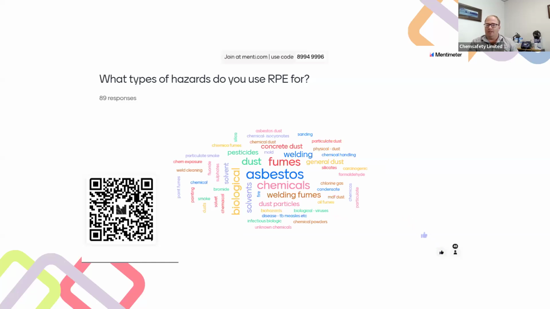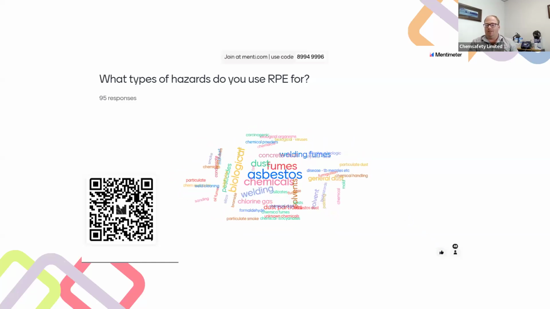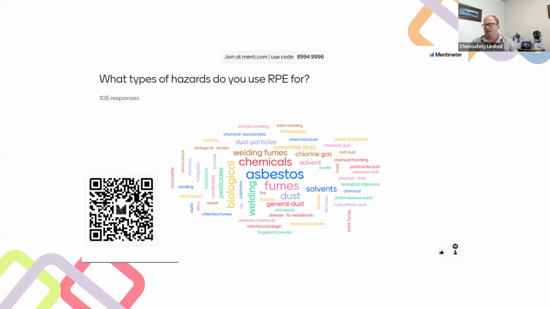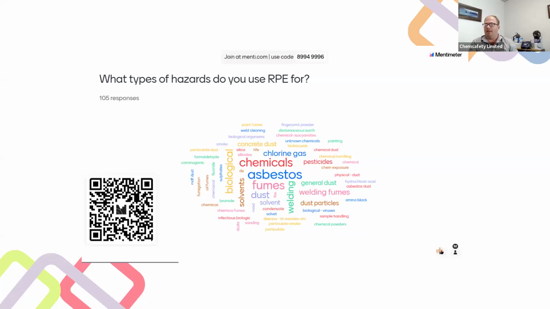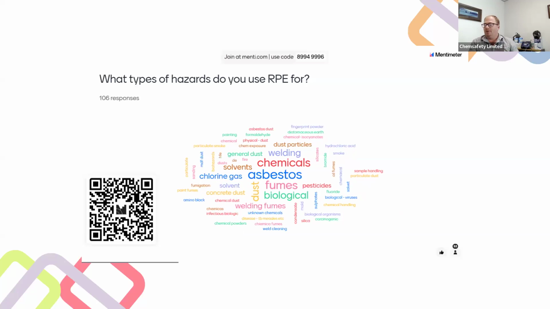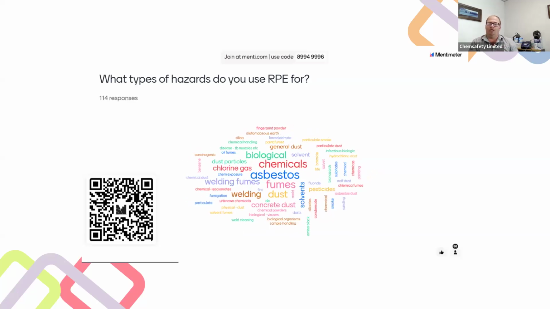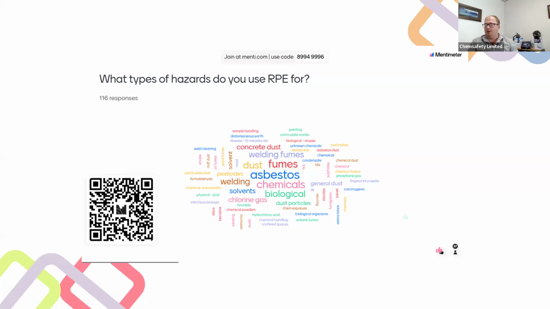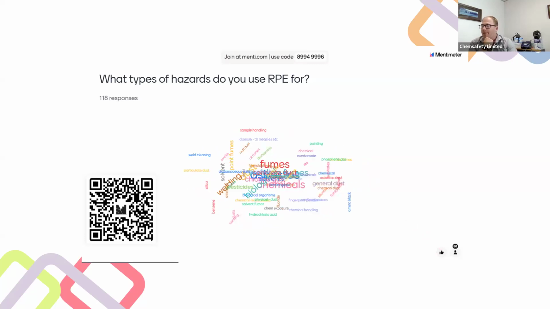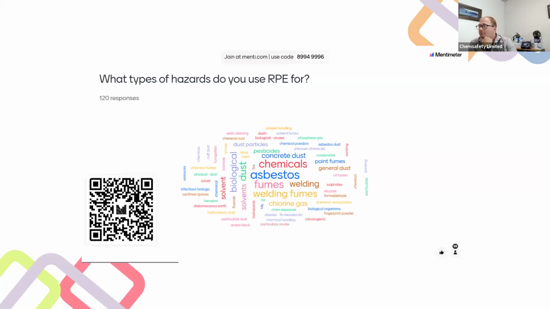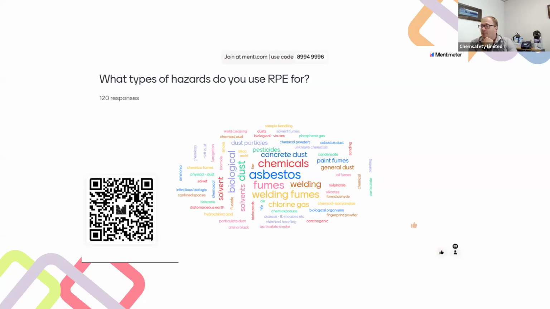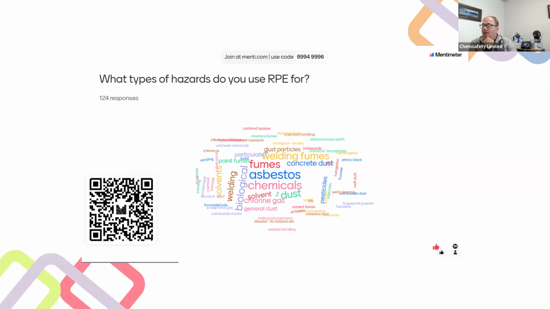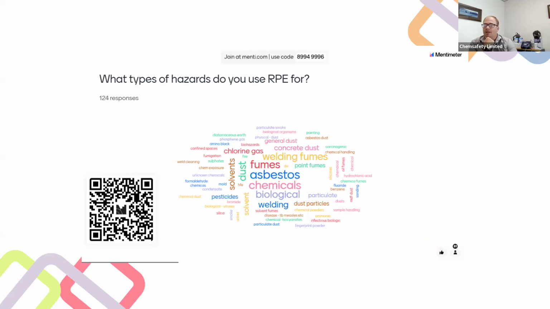Asbestos, obviously. It's set in legislation that you have to use respiratory protection along with other controls, so it makes a lot of sense why that one would be coming through. Then more general descriptions: chemicals, fumes, dust, welding fumes, biological. So we see these things here, and then if we look at some of the smaller ones, we get some more specific: bromide, formaldehyde, phosphine gas, solvent fumes, carcinogens, particulate smoke. So there's quite a range there.